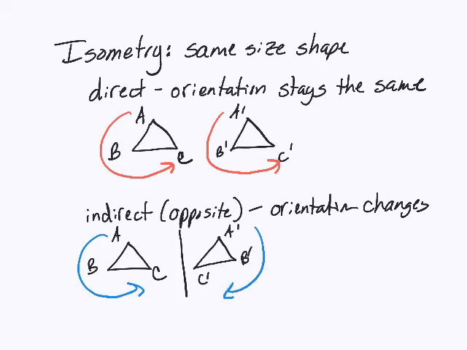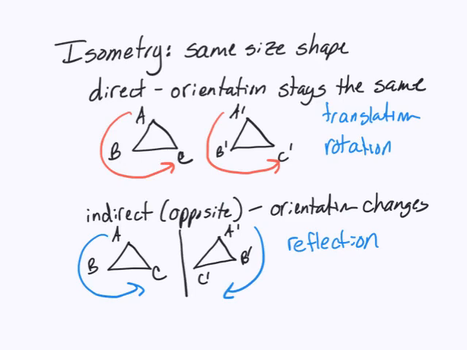So an indirect isometry, really reflections are the only ones that do that. If I reflect something once, it's going to flip. So it's going to change, it has an opposite isometry. Direct would be translations and rotations. Neither one of those flips it. So they still have the direct isometry.